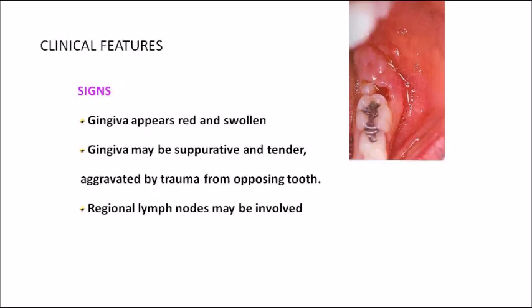Coming to the third acute gingival lesion, that is pericoronitis. What is pericoronitis? It is the inflammation of the soft tissues around the crown of a partially erupted tooth. So it is very simple. What are the clinical features? We would have all seen gingiva appearing red and swollen. Gingiva may be suppurative and it is tender, and it is often aggravated by trauma from the opposing tooth. Here also regional lymph nodes may be involved.